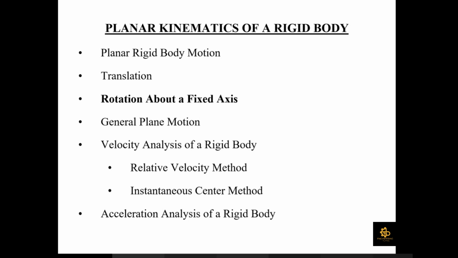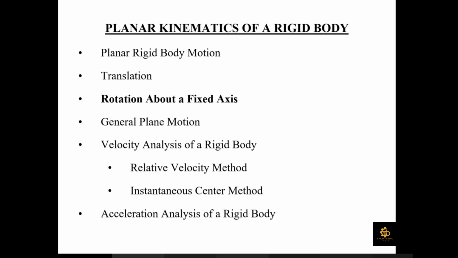The second type of motion which we studied was rotation. In case of rotation, all the points on the rigid body except those which lie on the axis of rotation are going to form circular paths. In contrast, general plane motion, which we also call complex motion, is basically a combination of translation and rotation. So if a rigid body is undergoing simultaneous translation and rotation, then we can say that that rigid body is performing general plane motion.